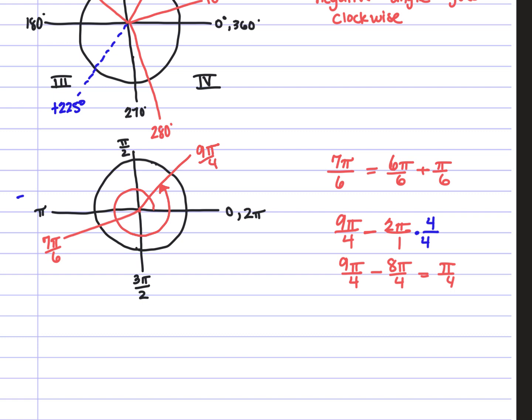If I do the other one, it just went there. Okay, so that's what it means by indicate each angle. And don't forget, there is a key online to the odd problems.